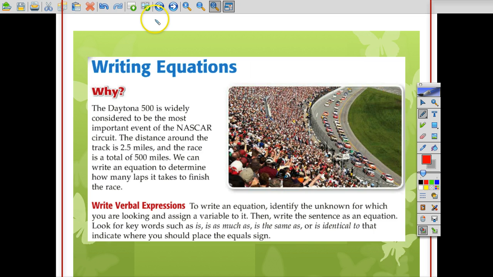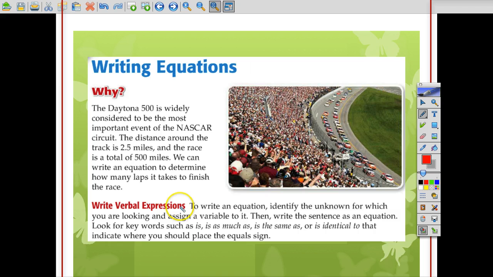Okay, writing equations. So why do we learn how to write equations? Here's a real-life example of why and when we would use this. The Daytona 500 is widely considered to be the most important event of the NASCAR circuit. The distance around this track is 2.5 miles, and the race is a total of 500 miles. We can write an equation to determine how many laps it takes to finish the race.